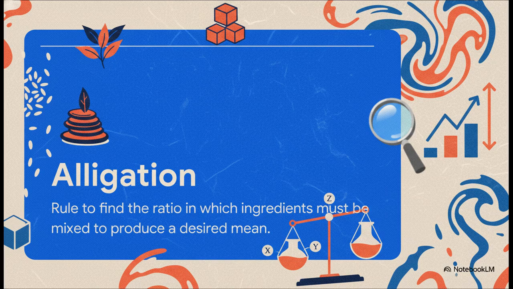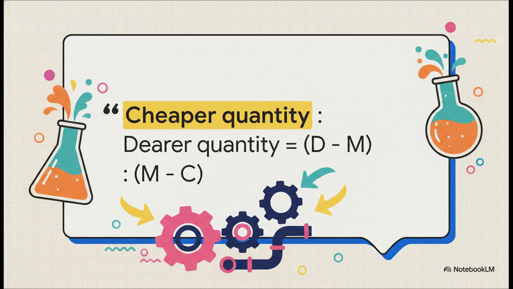Whether your operations are blending agricultural commodities like rice or tea, or mixing liquids of varying concentrations, or even, honestly, managing investments with different interest rates, this is the rule that dictates optimal efficiency. And it gives us this really powerful, surprisingly simple mnemonic. Cheaper quantity to dearer quantity equals D minus M to M minus C. Or, to put it even more plainly, dearer minus mean to mean minus cheaper.